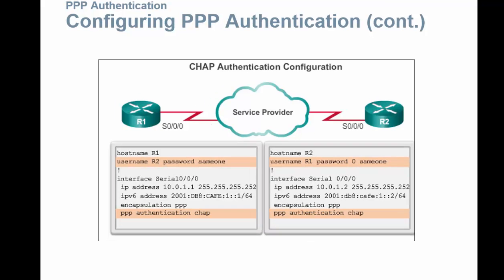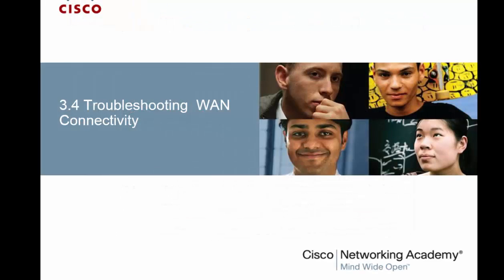Here's an example of how we're going to configure CHAP. On router 1, we give the username and the password, and then we do PPP authentication CHAP. And that way it knows it has the three-way handshake that has to be set up.